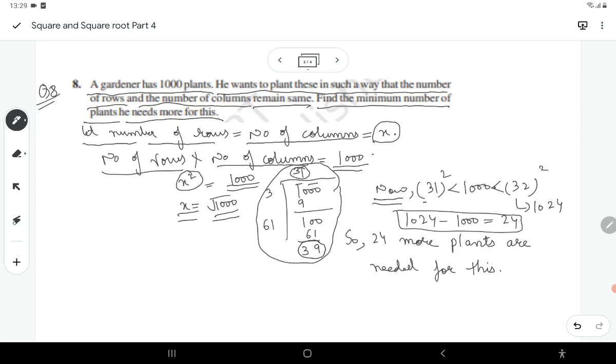Now we know that 31 square is less than 1000, which is less than 32 square. So we have to add more plants. So the next possible perfect square is 32 square, which is 1024. So 1024 minus 1000 comes out to be equal to 24. So 24 more plants are needed for this.